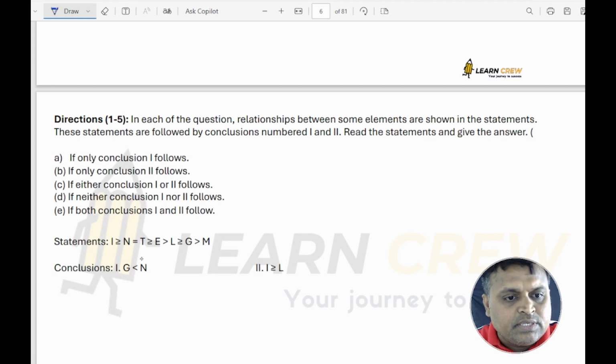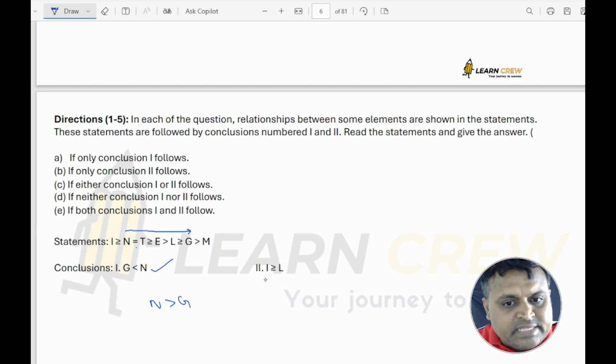Next one. For this statement, G less than N. So G and N, this is nothing. So N, you have equal to, greater equal to, greater equal to. So I can say N greater than G is the conclusion. So G less than N is correct.